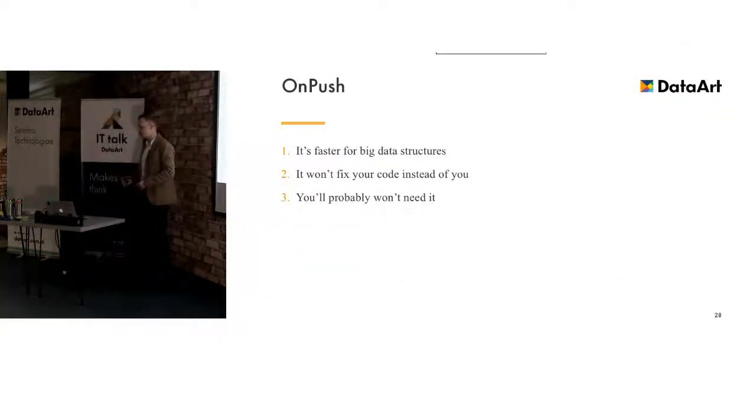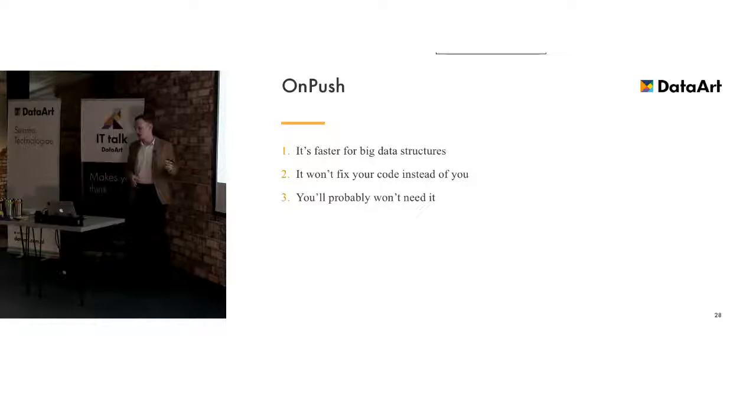We can use this paradigm with the onPush detection strategy. In code, you've seen how we can update the entire object. I redefined it. I updated a key, created a new object with this key, and created a new object instead of modifying the old one. So that's what we need. We can use it with onPush. It's faster for big data structures, and it's really useful with big grids.